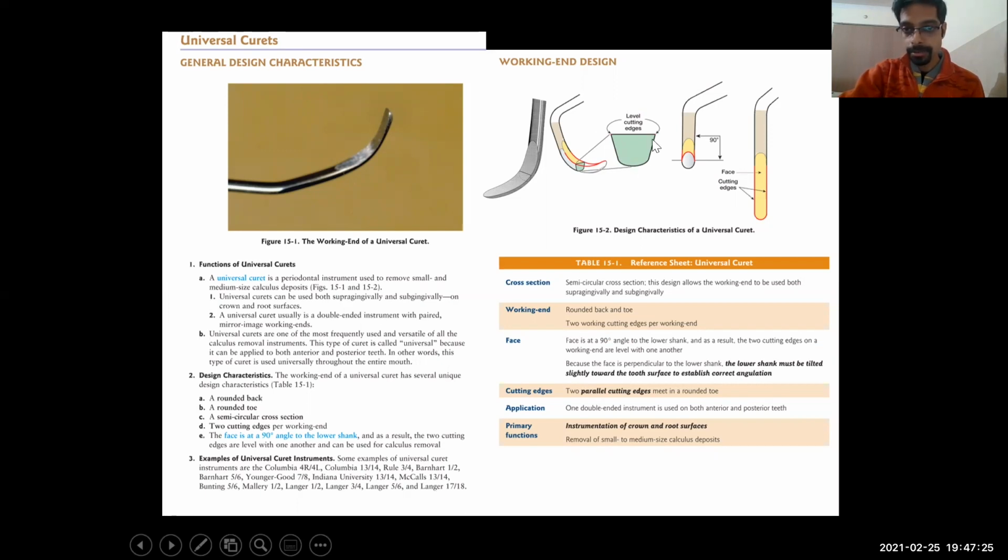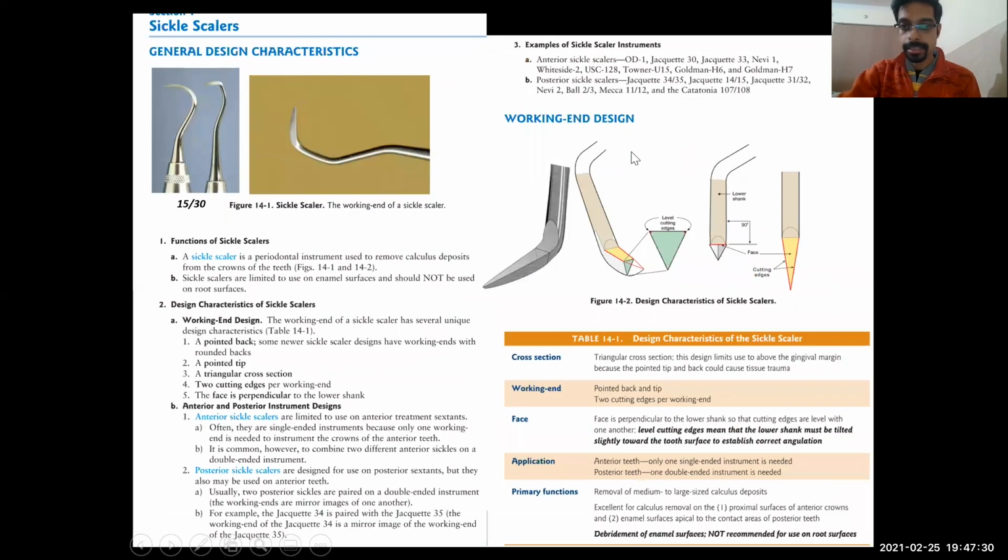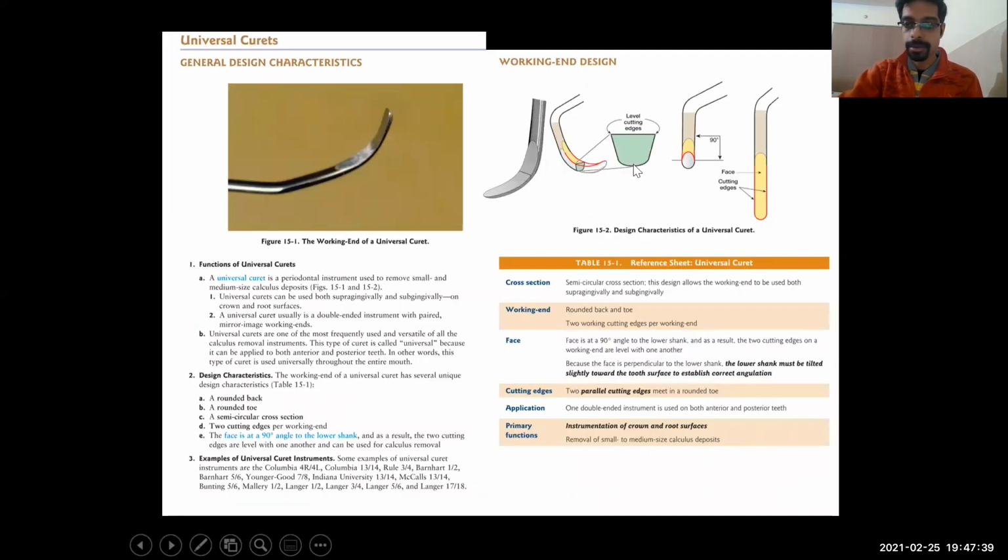Now, the base of the curette is also rounded. In the scaler, the base is pointed, as I have told earlier, that it is an inverted triangle. So the base will be pointed. Here, the base will be rounded so that the deeper portion of the pocket or the soft tissues should not be damaged, as the curette is used to do the scaling below the gingival margin, that is, subgingival scaling we have to do with the curette.